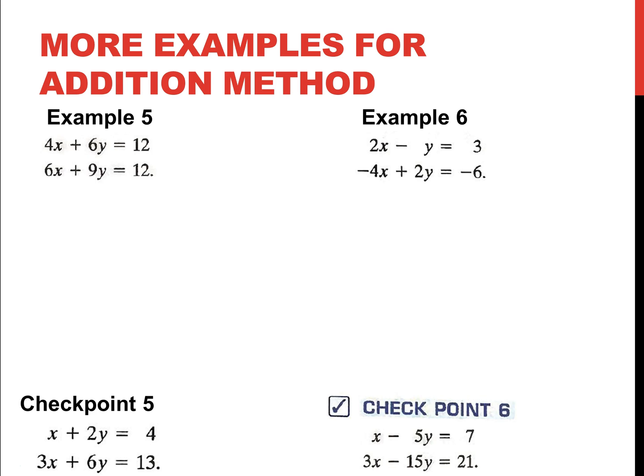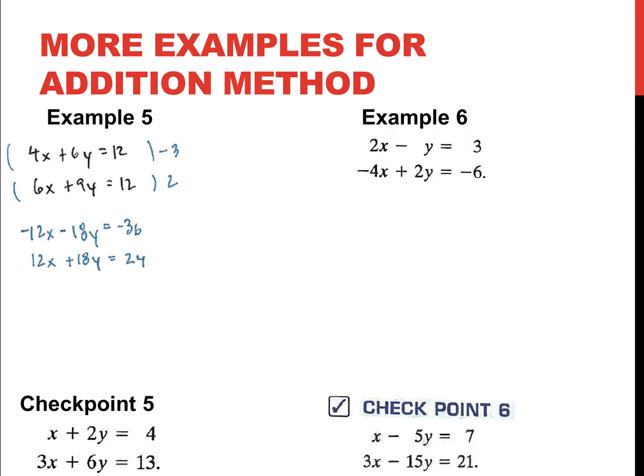So now we've got some more examples for the addition method. I'm going to look at example 5. When I look at example 5, everything's positive. I'm going to have to multiply. I'm actually just going to isolate and get rid of the x variable. So I'm going to multiply the top by -3 because -3 times 4 is -12, and 2 times 6 is +12. So I'm isolating the y variable and eliminating the x variable.